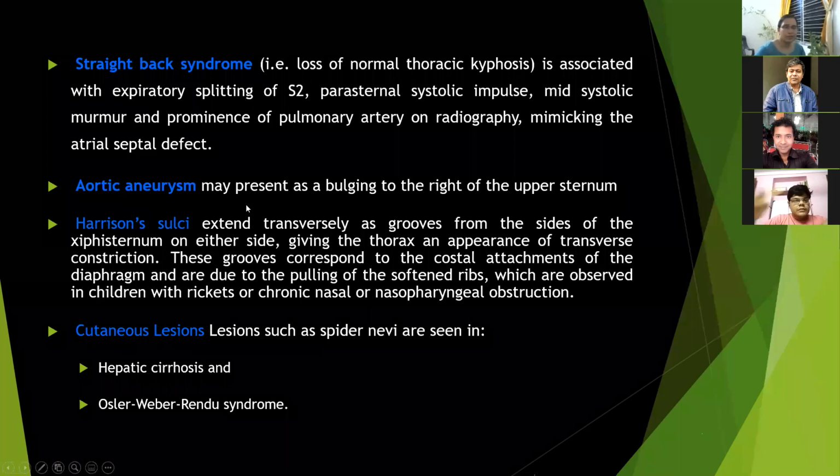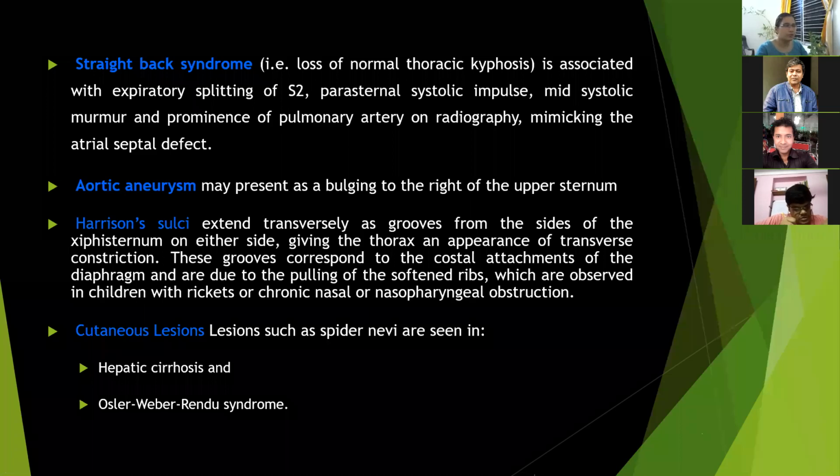Aortic aneurysm may present as a bulge to the right part of the upper sternum. What are Harrison's sulci? Supposing you find a person with Harrison's sulci. These are transverse grooves extending from the sternum to both sides of the thorax, giving the appearance of a transverse constriction of the thorax.